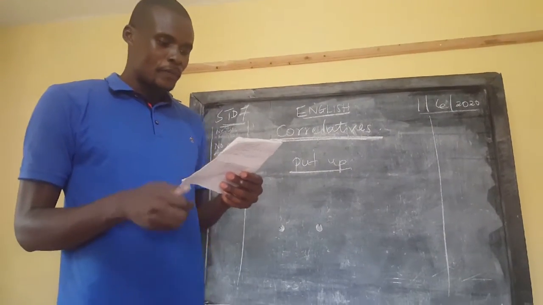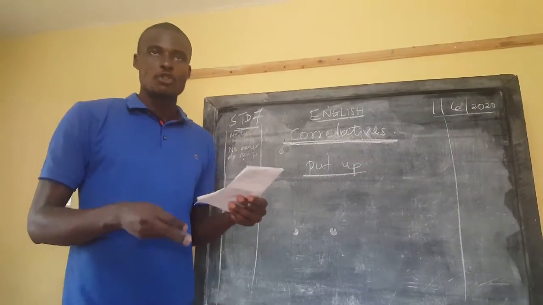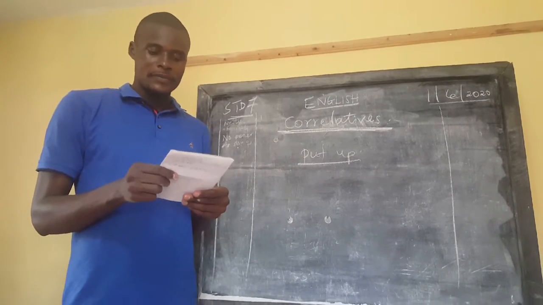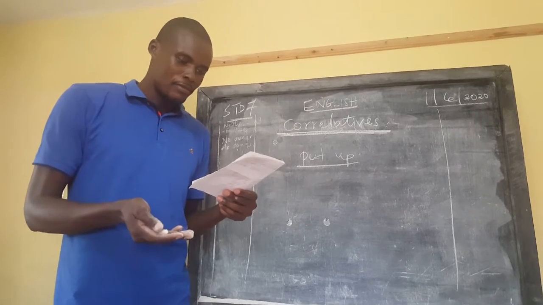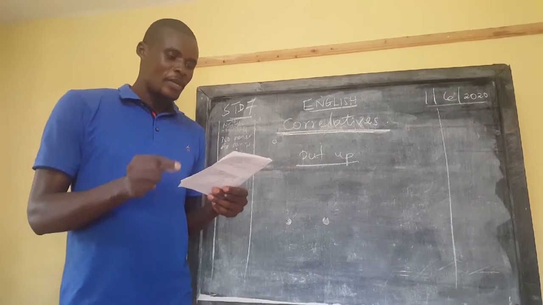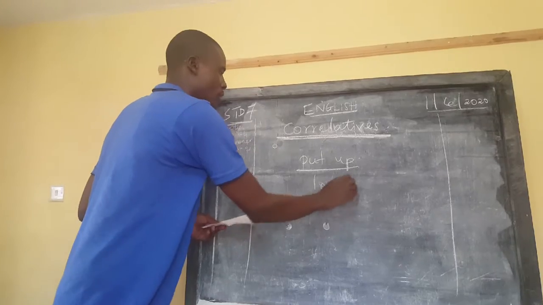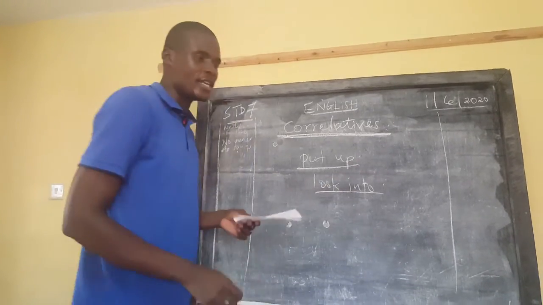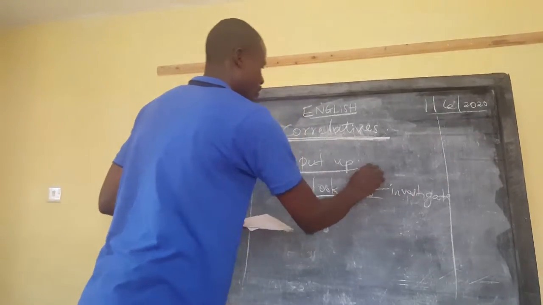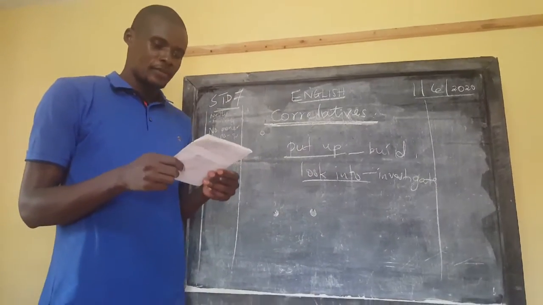We have number 2. The police officer vowed to look into the matter. So to look into a matter, learner, is to investigate. We have the words like inform, investigate, arrest, reveal. So learner, the police officer vowed to look into the matter. To look into a matter is to investigate. To put up, we have said, is to build a house or to construct.